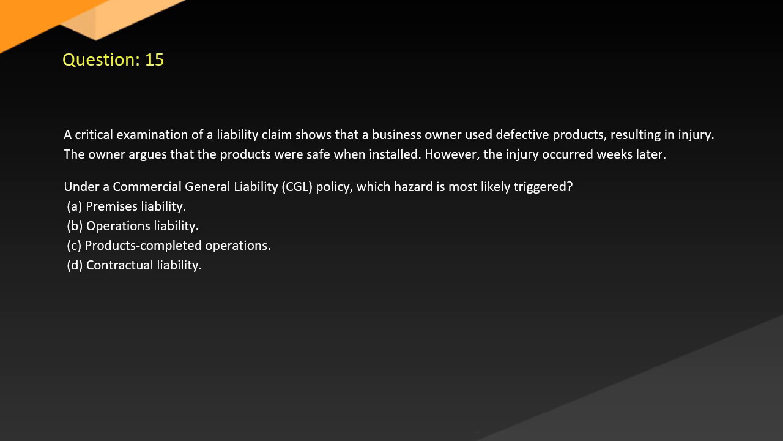Question 15. A critical examination of a liability claim shows that a business owner used defective products, resulting in injury. The owner argues that the products were safe when installed. However, the injury occurred weeks later. Under a commercial general liability (CGL) policy, which hazard is most likely triggered? A. Premises liability. B. Operations liability. C. Products completed operations. D. Contractual liability.